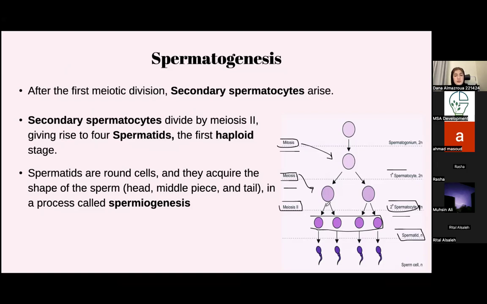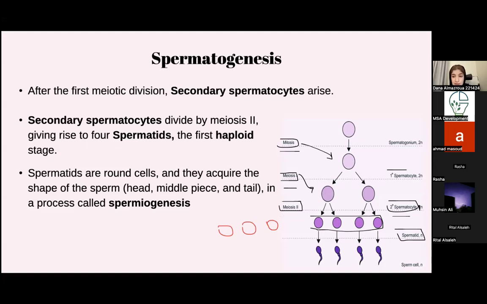Now, since we've reached spermatids, I want you guys to notice one thing. It's very important. I know the spermatids are still circular in shape. Now, this is not the shape of sperm that we're used to. We're used to the tail, the head, the midpiece. This is how we study sperm in high school, right?